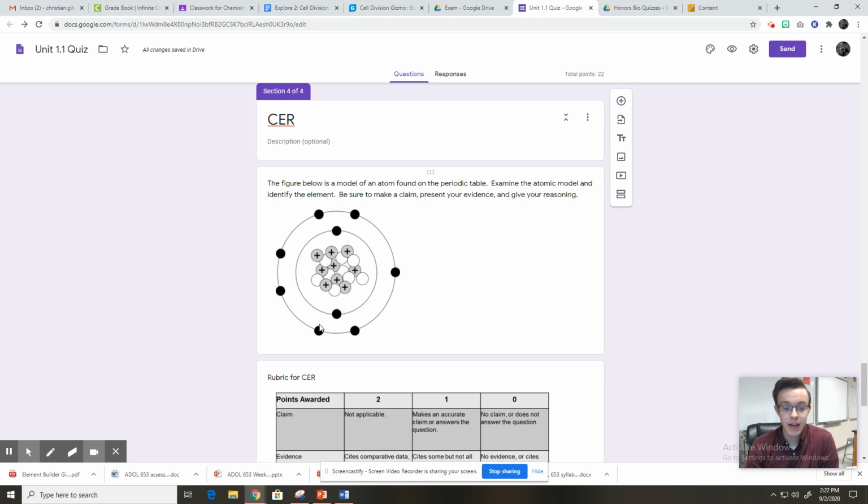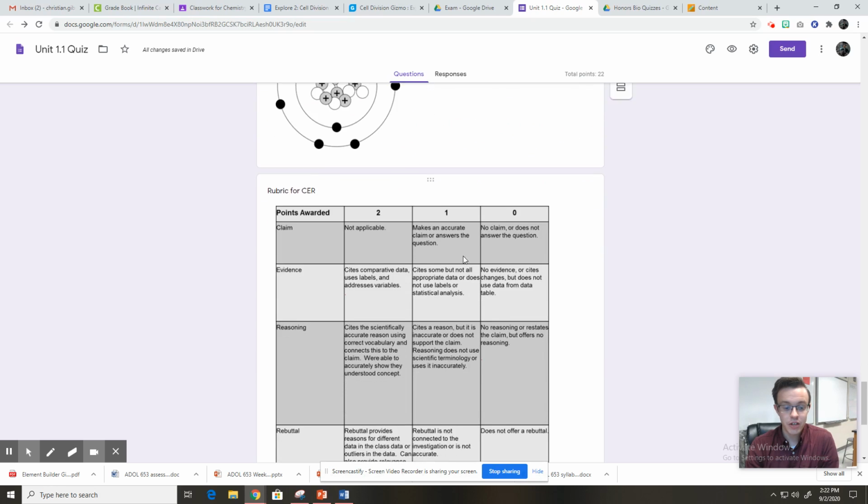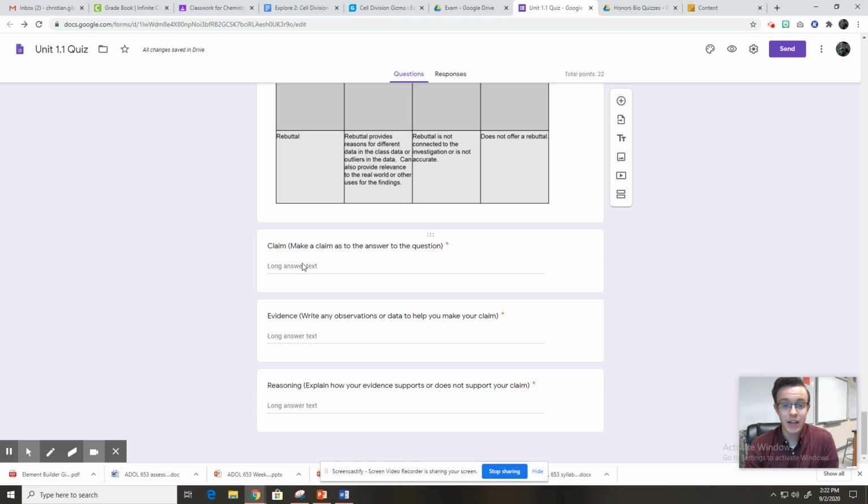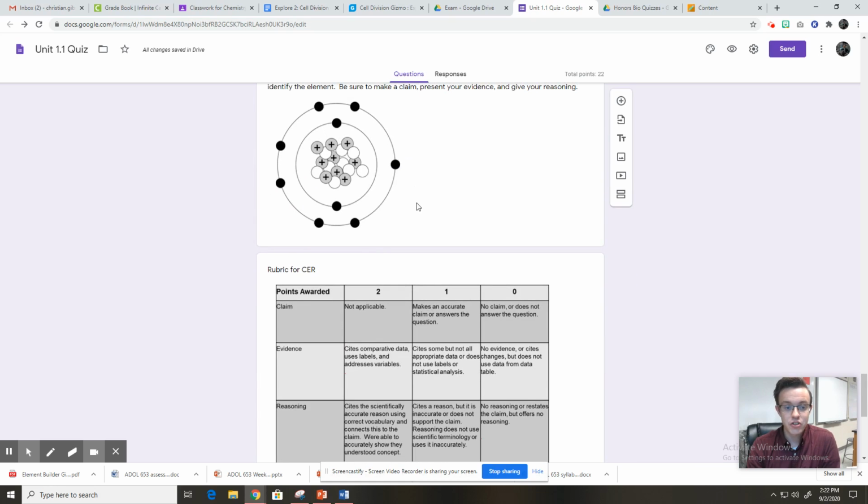So here is a picture of an atom. We have the nucleus, and we have the subatomic particles orbiting the nucleus in those energy levels. It wants you to identify the element. So in your claim, you are simply going to, in a complete sentence, tell me what element you think that is. In your evidence, you're going to list the things about this model that told you which element it was. What information told you what the answer was?